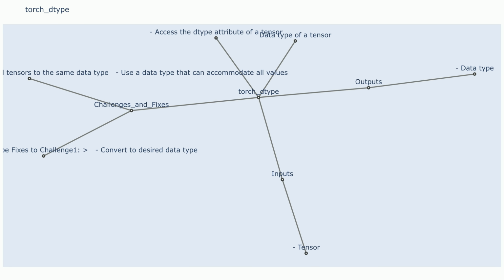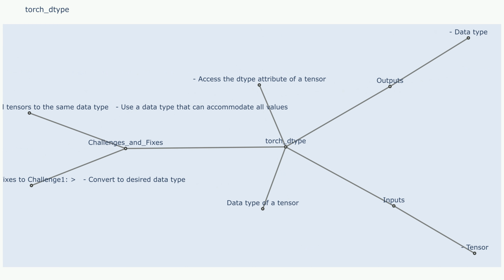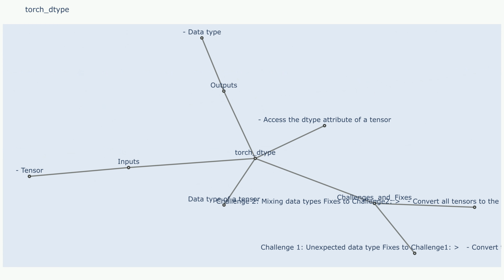torch.dtype. Description. A torch.dtype object represents the data type of a tensor in PyTorch. It defines the way numerical data is stored and manipulated within a tensor. Inputs. None. Outputs. A torch.dtype object that specifies the data type of a tensor. Steps. PyTorch provides various torch.dtype objects representing different data types, such as torch.float32, single precision floating point numbers. This is the default data type for most operations.